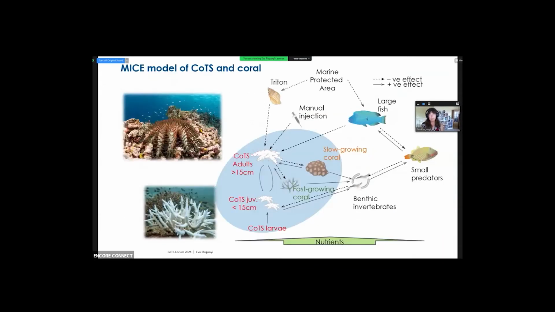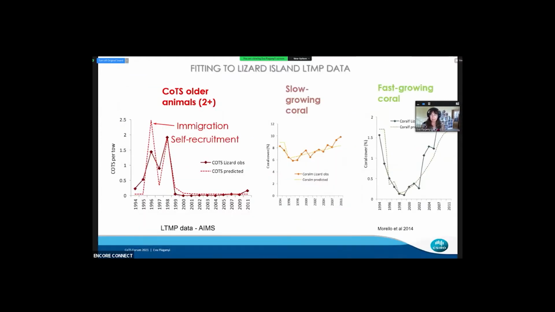One of our earliest MICE models was developed with my colleague B. Morello, where we started off focusing on a single reef on some of the key categories, namely the interaction between COTS of different age or size. We used age because that's simpler, and their interaction with different coral categories. These models, as I said, are fitted to the available data. So we can use any data that is available. In this case, the early models were fitted to the LTMP data.